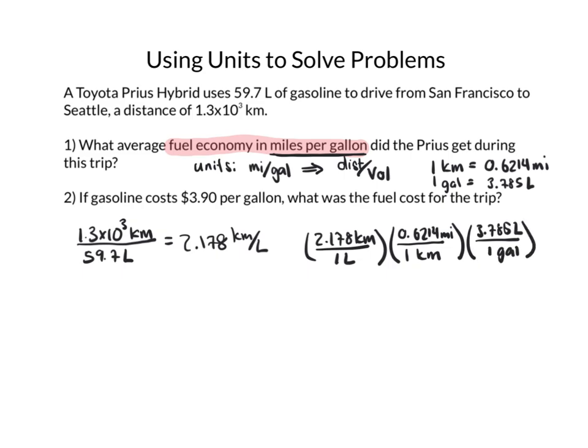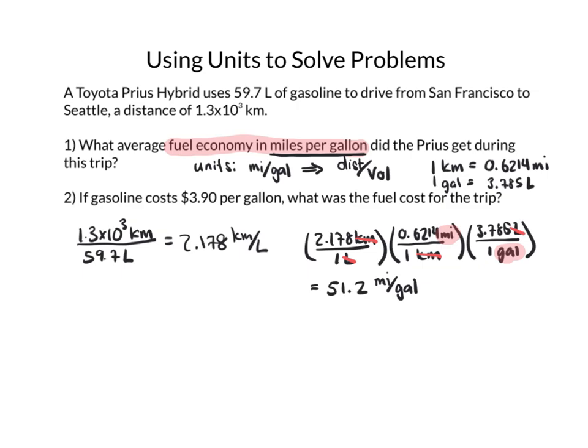And if I do that, then my kilometers will divide out and my liters will divide out, and I will be left with miles per gallon. So if we do that calculation, I get 51.2, and my units are miles per gallon. So you can see that if I just think about what units I want my answer to be in, then I know how to use the numbers that I'm given in order to get that answer.